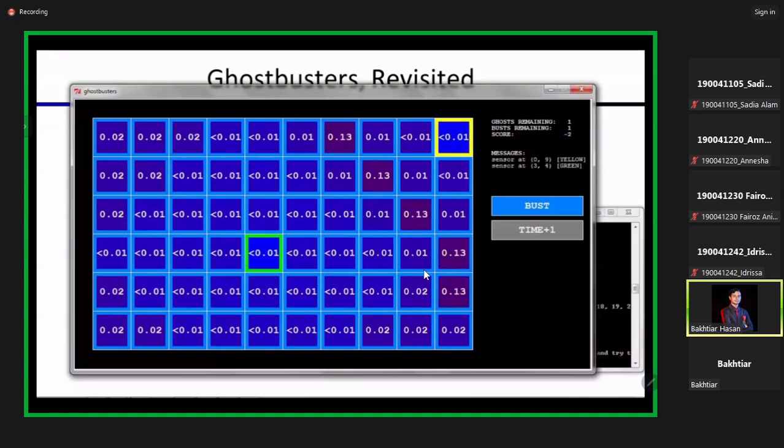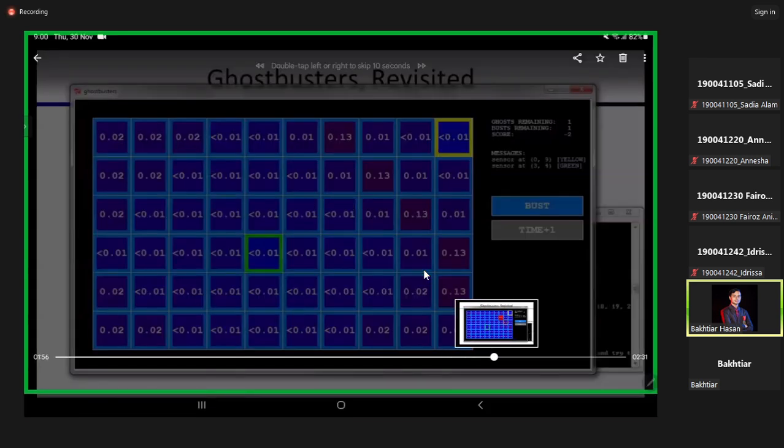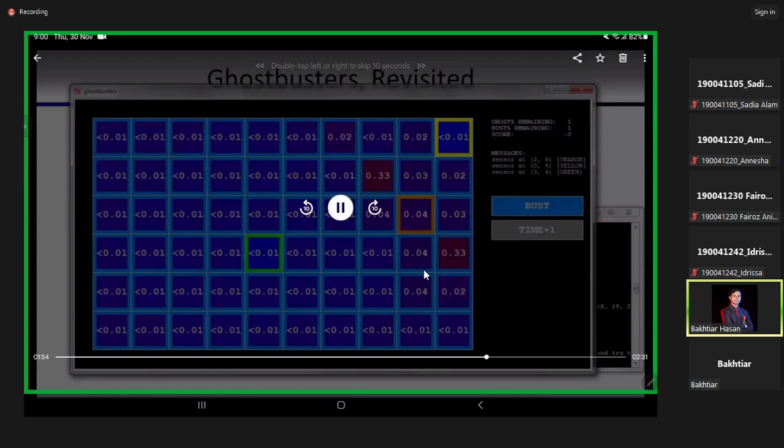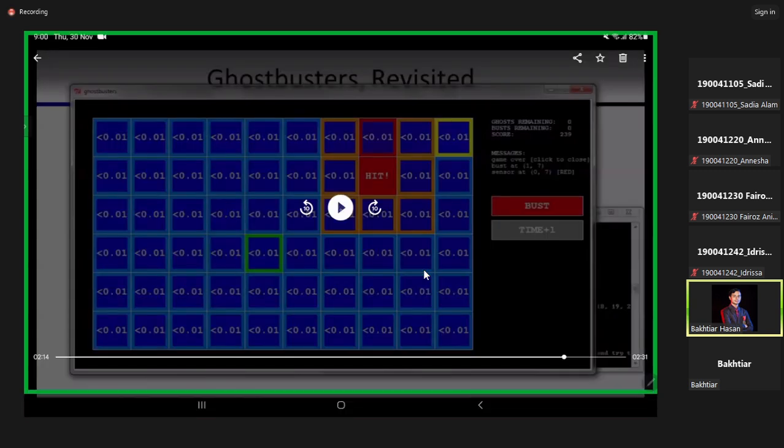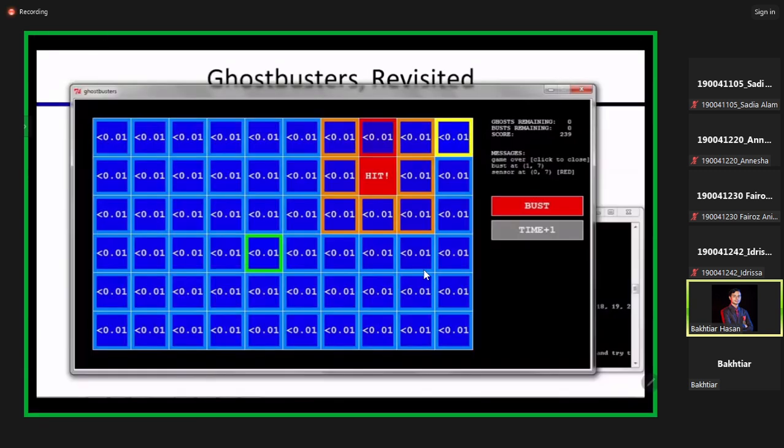So if we keep taking the measurements, yellow, then we will continue. Let's see here, some more, here and there, and you see that this cell is becoming very likely, right? The posterior probability is basically narrowing things down, and there's a 100% chance there's a ghost here. So we take the bust action and we get a hit, right?